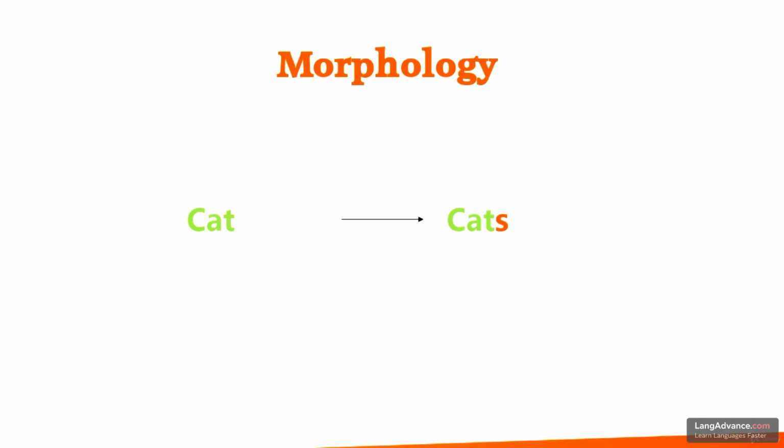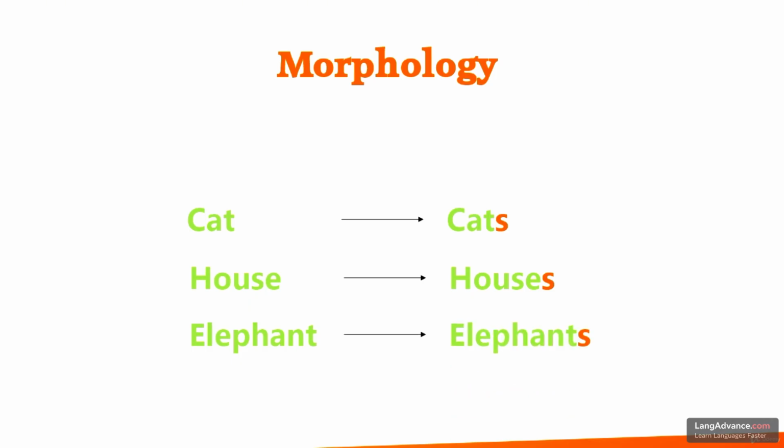Can we do that for other words? House, houses. So it works the same. I've taken a simple word, house, and changed it into houses. An elephant changes into elephants. So you can see that each of these words has been changed into the plural by simply adding an S. The ways to change a word into its plural is part of the larger science called morphology.